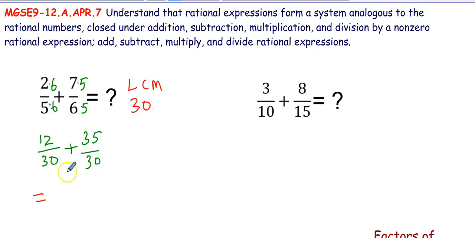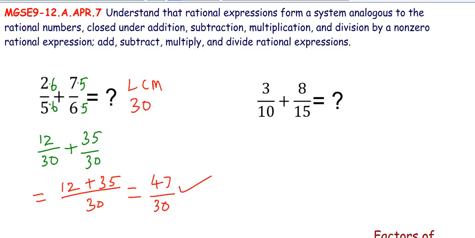The denominators 5 and 6 changed to 30, so we'll write 30 here, and 30 is there, so just add the numerators, that is 12 plus 35, which is how much? 47 over 30. It cannot be simplified further, so that is the answer. That is the addition of 2/5 plus 7 over 6, right?